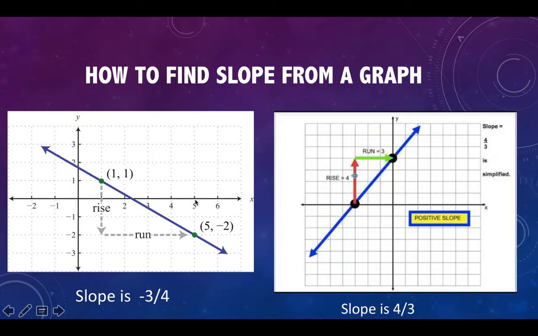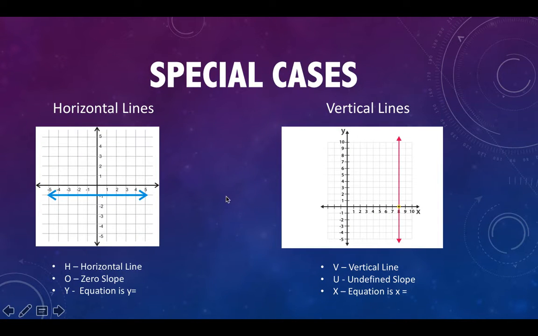So these are the types of graphs you'll see, and you may also see some special cases. You have your horizontal lines and then your vertical lines. Horizontal, just like the horizon, goes left and right. So if you remember our HOY, horizontal lines have 0 slope, and the equation is just y equals whatever number it is. This one here would be y equals -1.